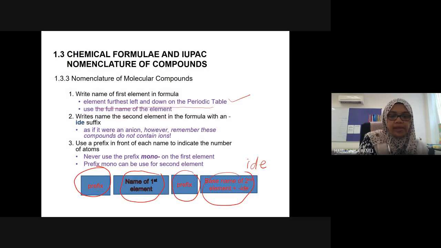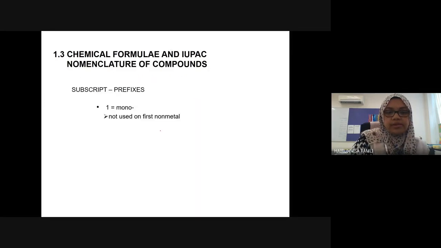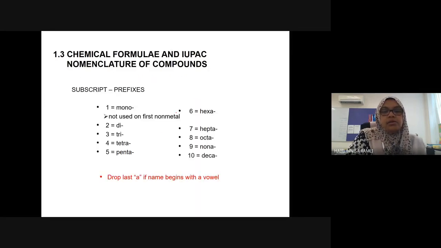For the prefix. Prefix ni, for example, if you have mono for the first element, prefix mono can be used for the second but not on the first element. Okay, as for example, as the example kat sini kan. So mono, ni prefix yang kita pakai lah. Sebab prefix is depends on the number of atom yang ada dalam tu. Okay, so if one is mono, tapi kalau kat depan dia satu, we not use mono. For example, CO2, kita bagi nama dia apa?